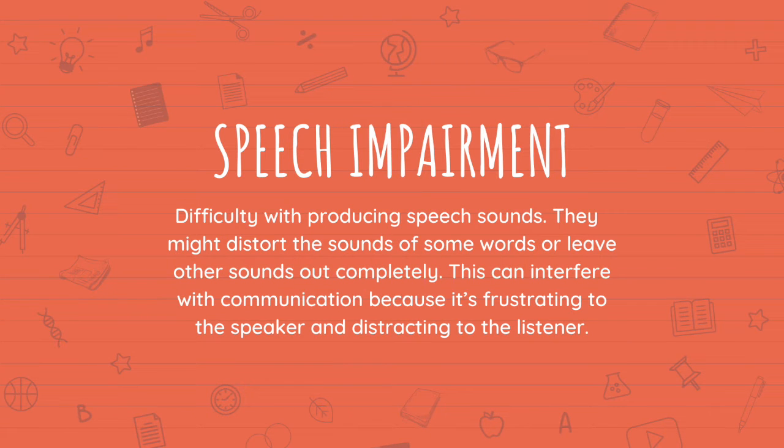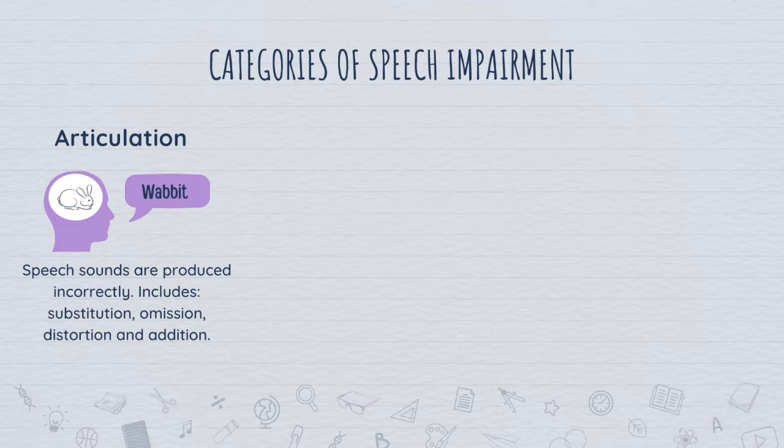Speech impairment involves difficulty with producing speech sounds. A person with a speech impairment might distort the sounds of some words or leave other words out completely. This can interfere with communication because it's frustrating for the speaker and distracting to the listener. There are three categories of speech impairment.